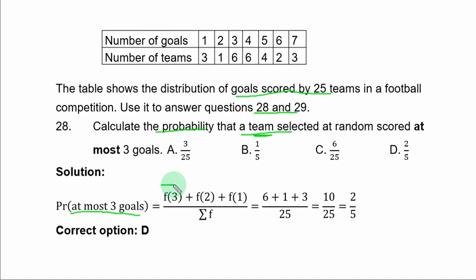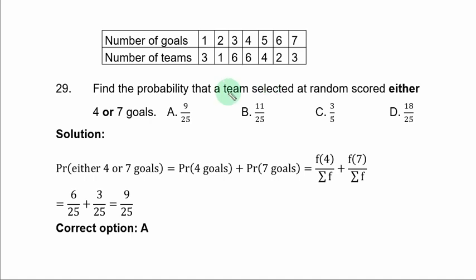The words at most mean those that scored 3 goals, 2 goals, and 1 goal respectively. So you have the frequency of the teams that scored 3 goals, plus the frequency of the teams that scored 2 goals, plus the frequency of the teams that scored 1 goal, over the total number of teams. Those that scored 3 goals, they are 6. Those that scored 2 goals, 1. Those that scored 1 goal is 3. So you have 6 plus 1 plus 3 over 25 total teams. If you add, you have 10 over 25. When you divide by 5, you have 2 over 5. D is the correct option.